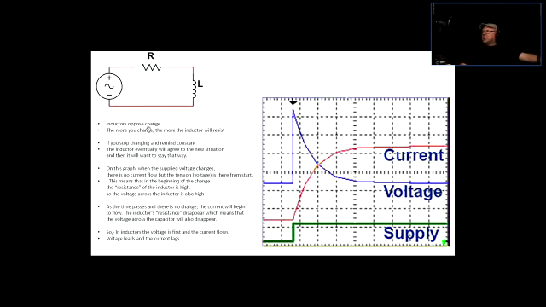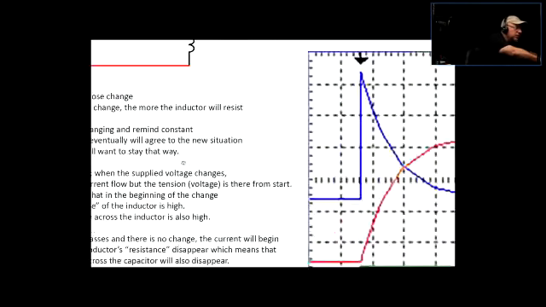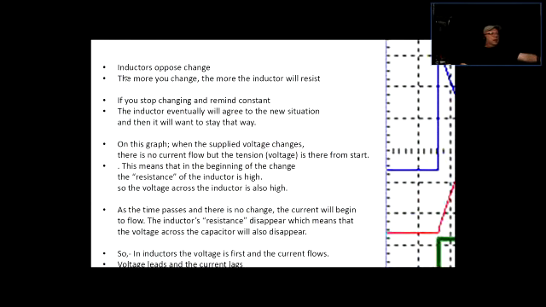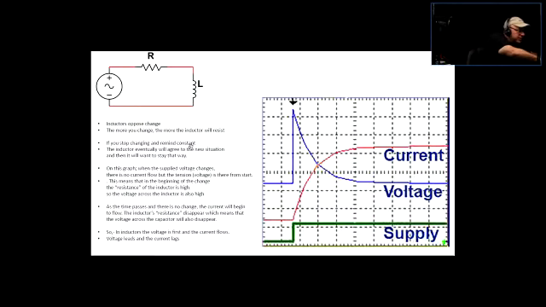Inductors, as a summary of this: here's the inductor L. Inductors oppose change. The more you change, the more the inductor will resist. If you stop changing and remain constant, the inductor will eventually agree to the new situation, and then it will want to stay that way. Every time you apply change, the coil is going to spite you. It's going to say, no, okay, change, no, okay, but stay that way.